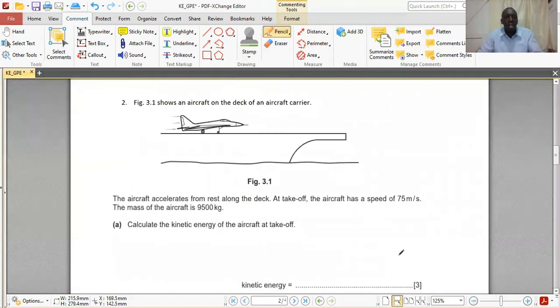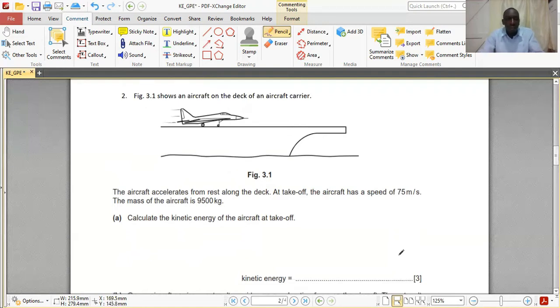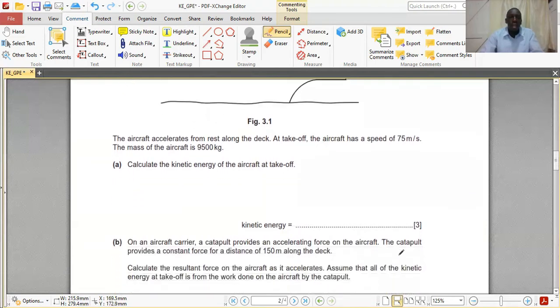So this figure shows an aircraft on the deck of an aircraft carrier. The aircraft accelerates from rest along the deck. To take off, the aircraft has a speed of 75 meters per second. The mass of the aircraft is 9,500 kilograms. Calculate the kinetic energy of the aircraft at the takeoff. Same as before, kinetic energy is given by a half mv squared. Always write the formula so that it becomes easier to substitute.